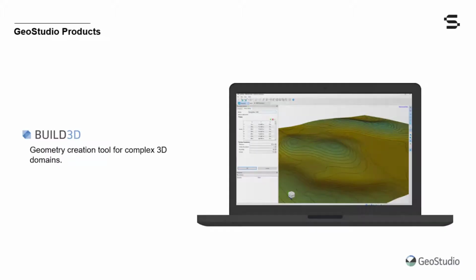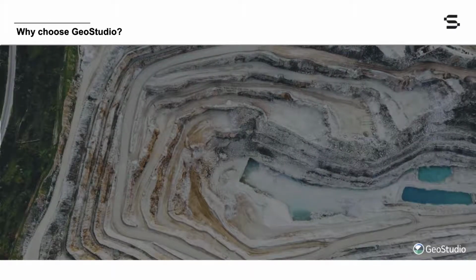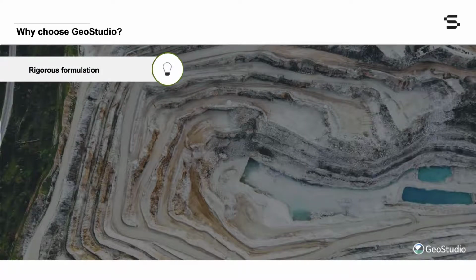Now, you may be asking yourself, why choose GeoStudio? We have asked our users for their input on what makes GeoStudio their go-to software package, and these are some of the reasons that they have laid out for us to share with you today. One of the first things that we hear relates to the rigorous formulation of the GeoStudio products and their interoperability.